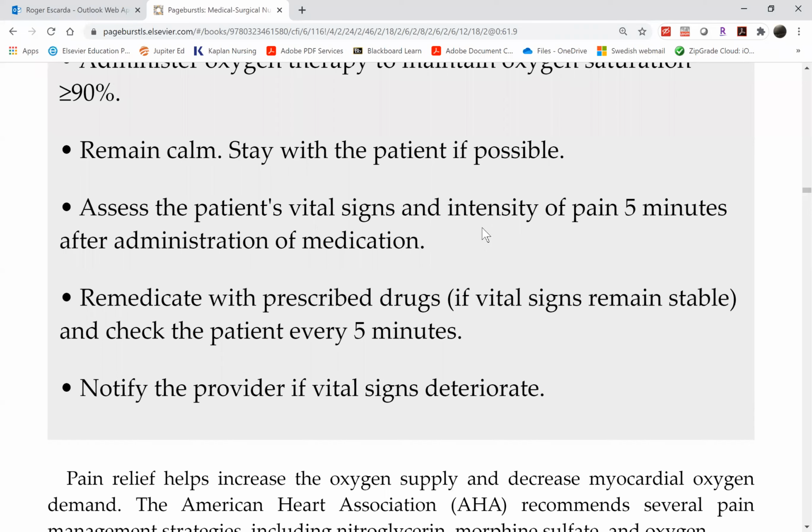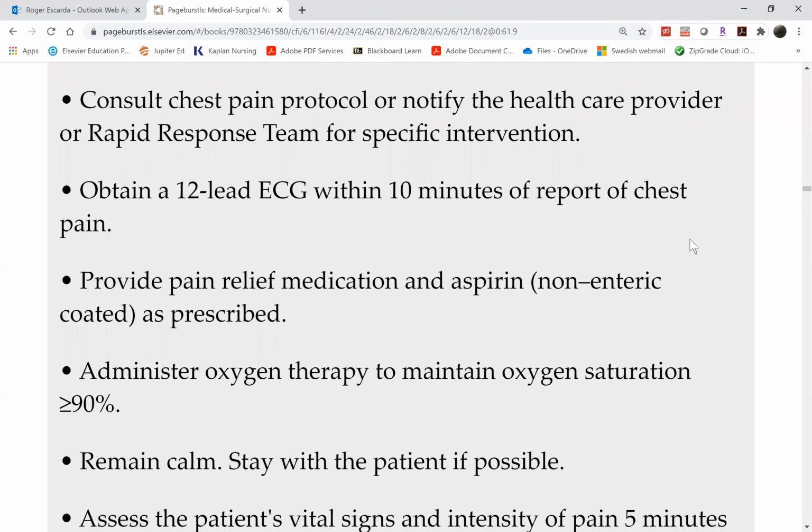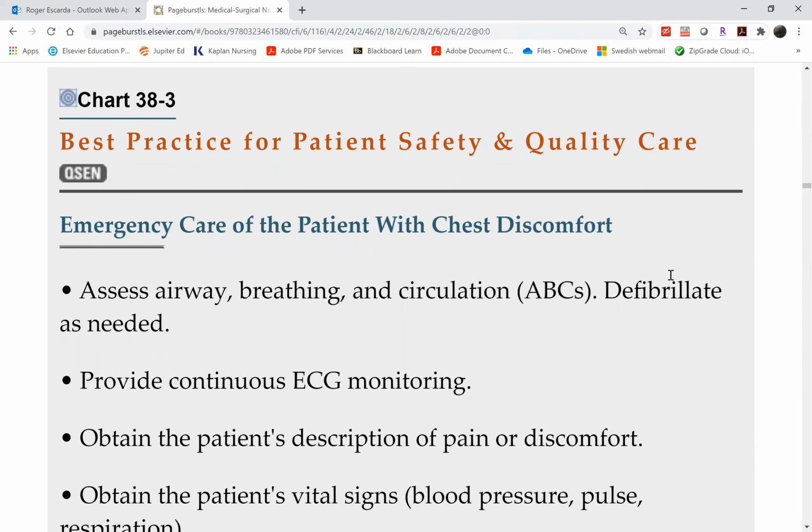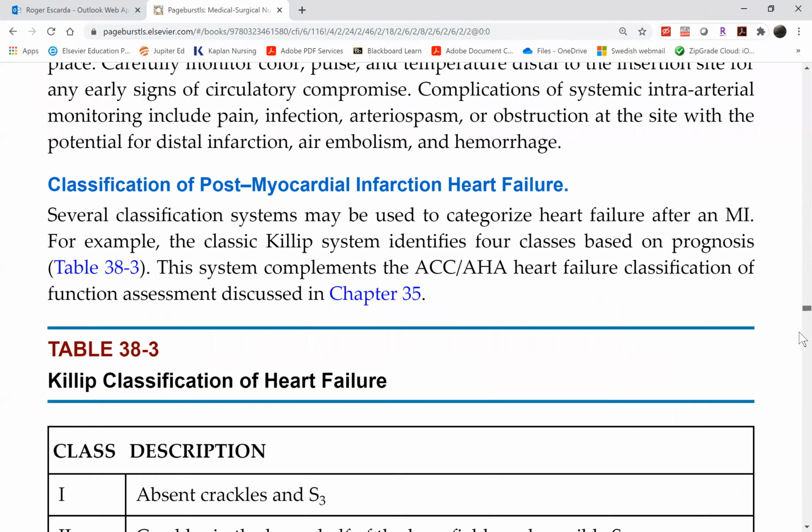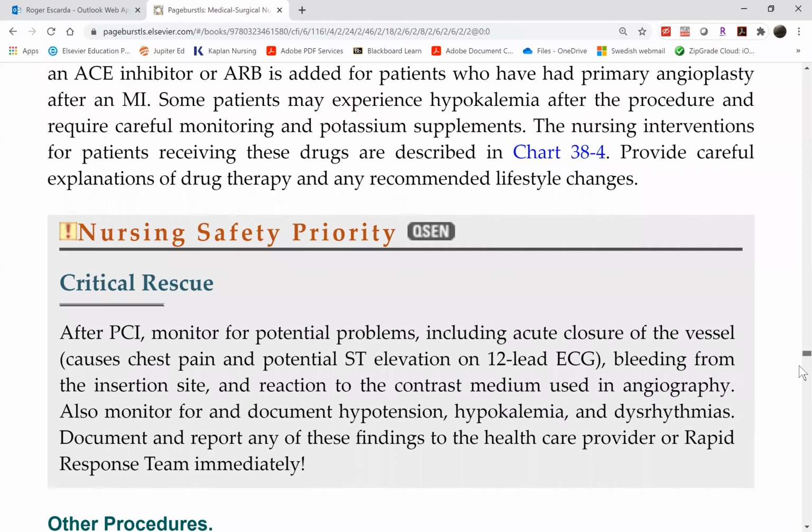As far as nitro, let me go back here because I want to get the nitro out of the way first, because there's a difference here if, let's say, the patient didn't have the chest pain in the hospital. So let's say they had it at home. So we'll leave chart 38.3 for a minute. Let's go to if the chest pain occurs at home.